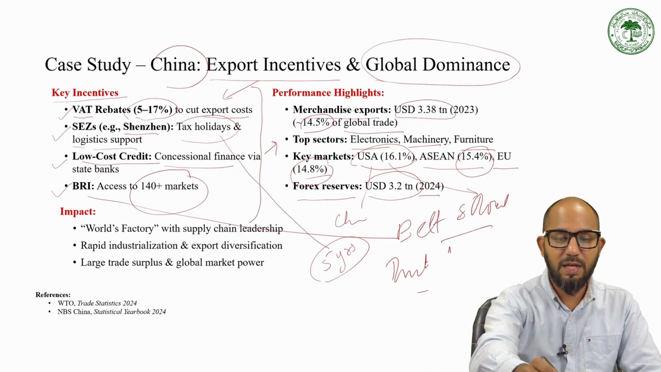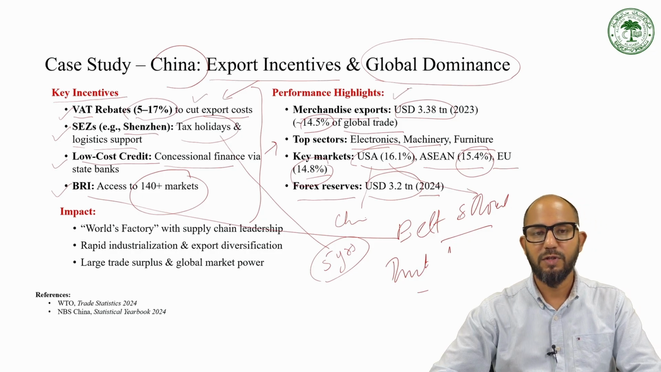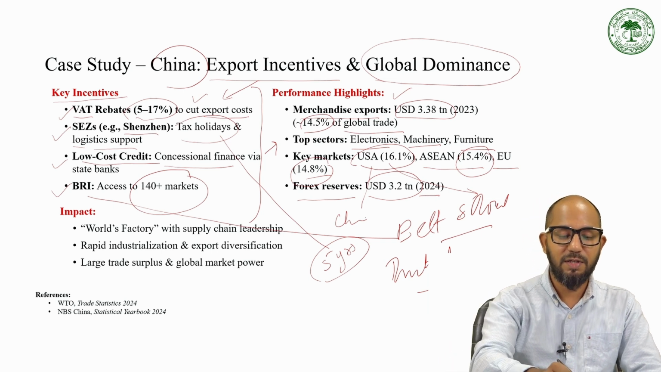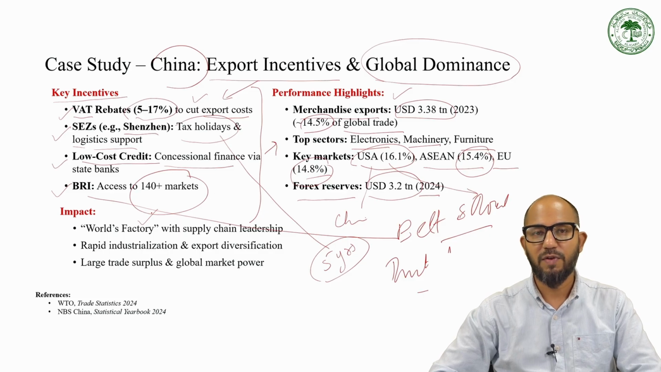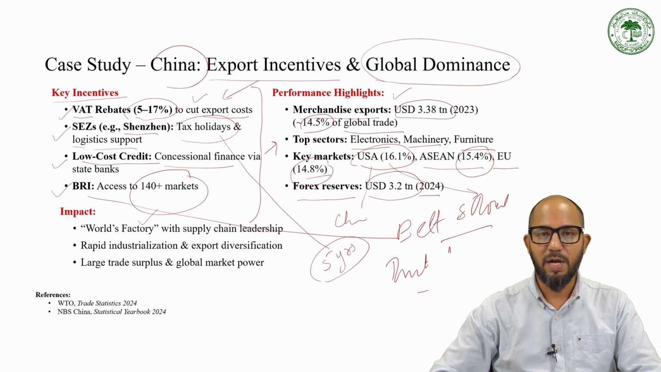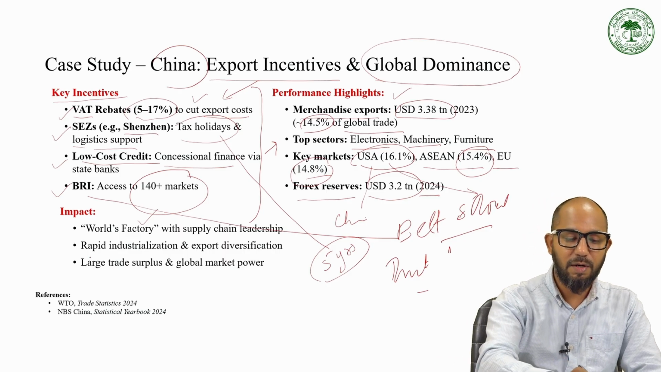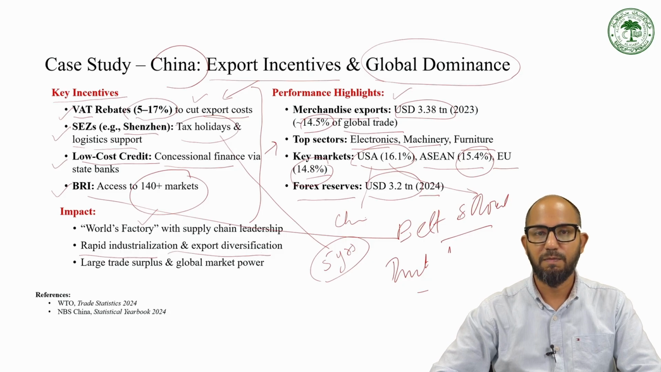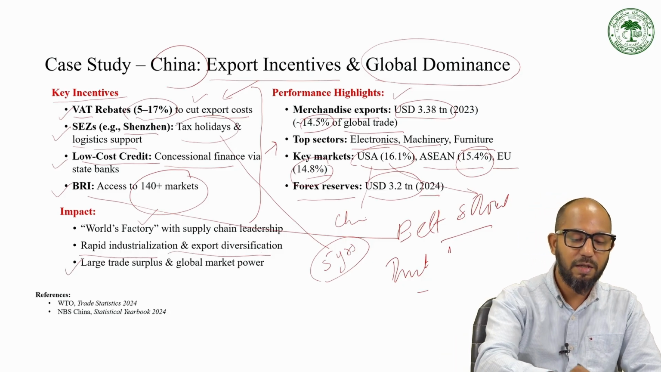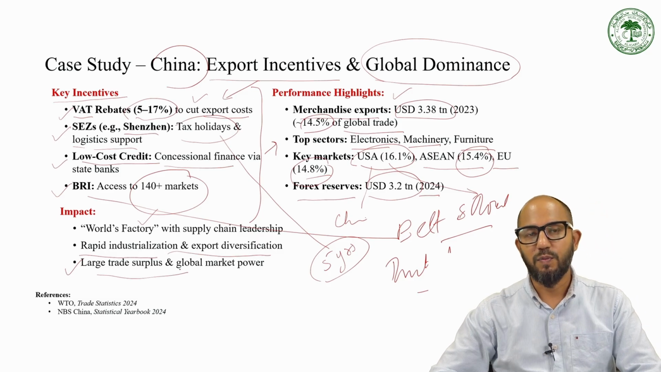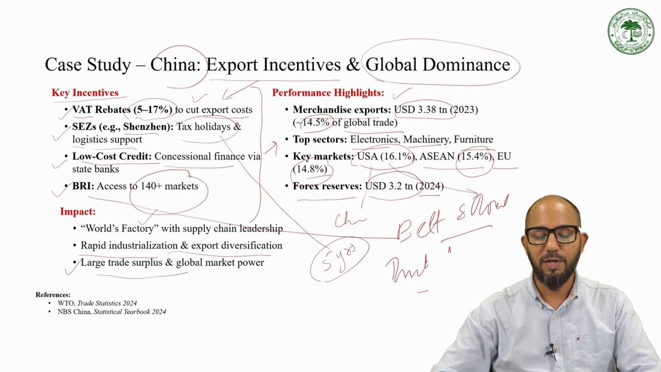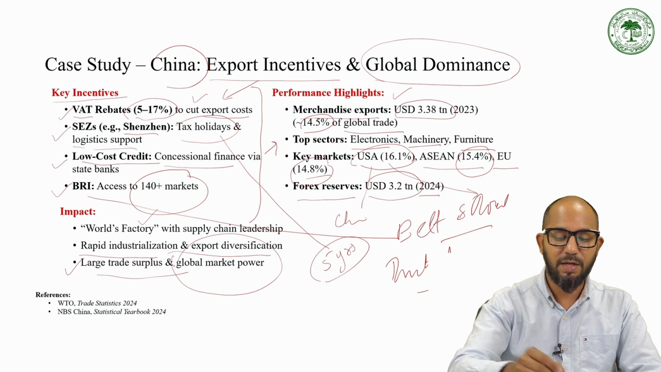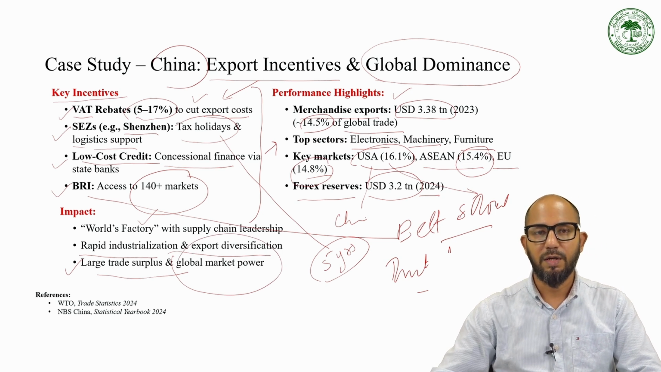Because of all these key incentives and the performance measures, there has been a huge positive impact on the Chinese economy, and we can see that it has been titled as the world factory because everything related to manufacturing is being produced at a fast pace and less cost. Similarly, rapid industrialization and export diversification has been achieved by the Chinese economy. And finally, China right now has witnessed trade surplus with most of the major economies, and that's why it has become a global market power in international trade.